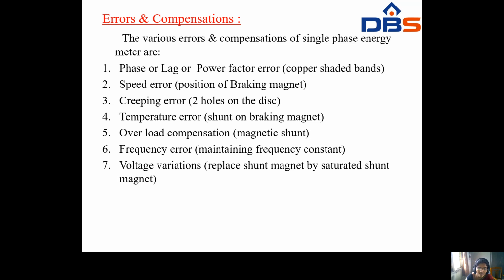Next one is voltage variations. There will be some voltage variations. To reduce those voltage variations, replace the shunt magnet by the saturated shunt magnet. To vary the ups and downs in voltage variations, you have to replace the shunt magnet by the saturated shunt magnet.